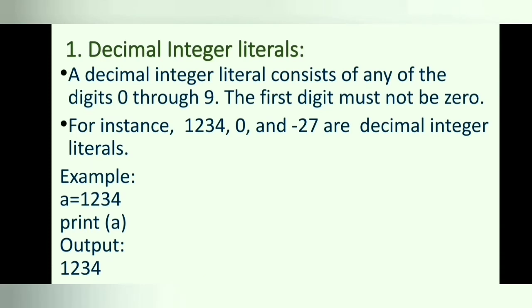Decimal integer literals. A decimal integer literal consists of any of the digits 0 through 9. The first digit must not be 0. For instance, 1234, 0 and -27 are decimal integer literals. Example: 1234 is assigned to A. Print A. The output will be 1234.